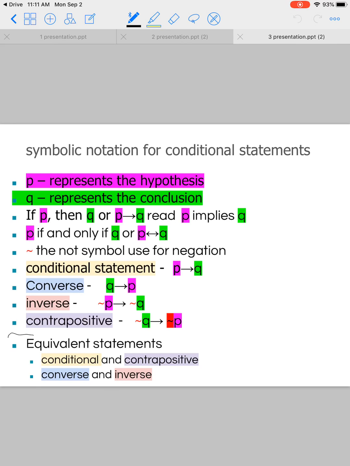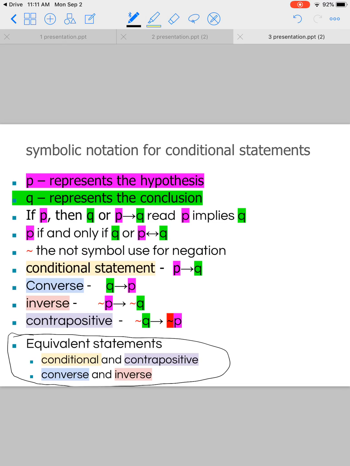You also need to make sure that you remember your equivalent statements. If you have the conditional statement, then you can change it to the contrapositive and be true. If you have the contrapositive, you can change it back to the conditional statement and be true. Same for the converse and the inverse. Those two statements are true together.